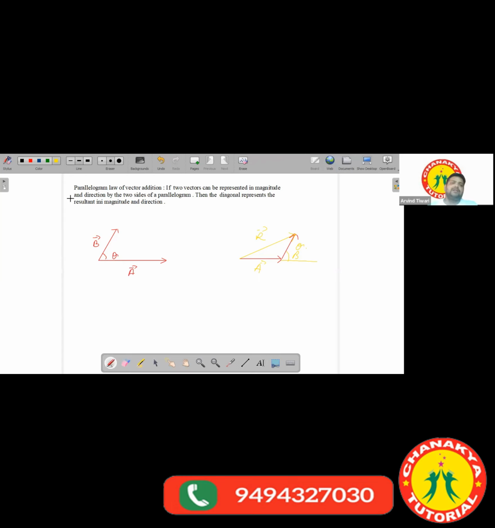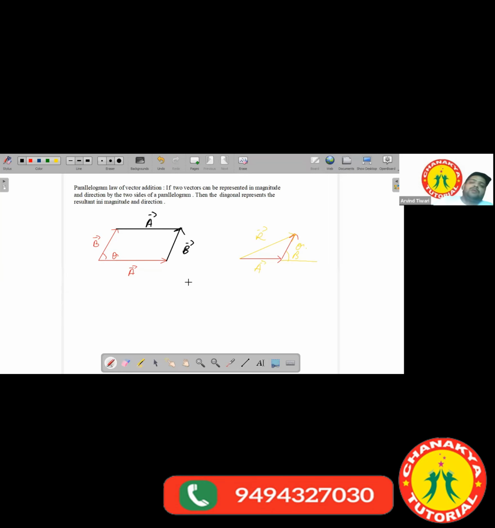Now, to complete a parallelogram, I can draw two lines. I will draw a line parallel and equal to A like this. A second line I will draw parallel and equal to B. Now, as you can see, we have drawn a vector parallel to A and a vector parallel to B, and in this way we have completed a parallelogram.